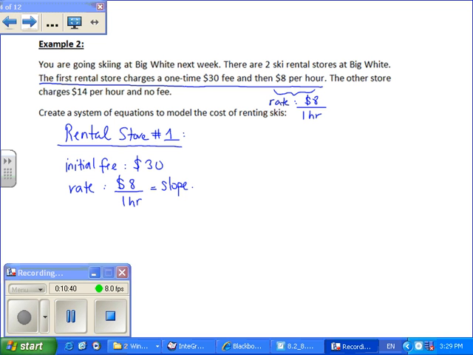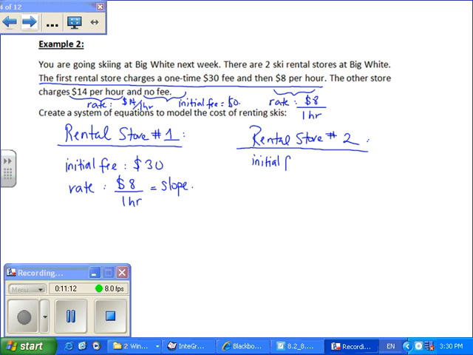Rental store 2 charges $14 per hour. Again, there's another rate, $14 per every 1 hour, and no fee. So the initial fee is nothing, $0. Okay, so let's separate this information out. So rental store 2, we have an initial fee of $0, and the rate is $14 per every 1 hour.